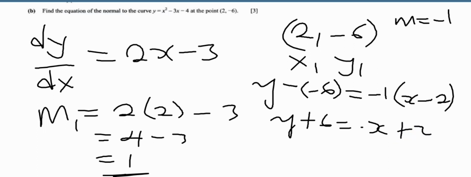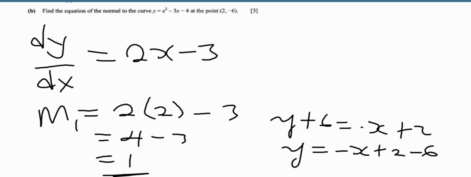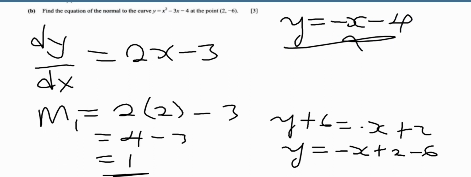So this positive 6 is going to cross the equal sign, and it is going to change to a negative. So y is equal to negative x plus 2 minus 6. So 2 minus 6, we are going to get negative 4. So our equation is just going to be y is equal to negative x minus 4. So this one is the equation of the normal to the curve.